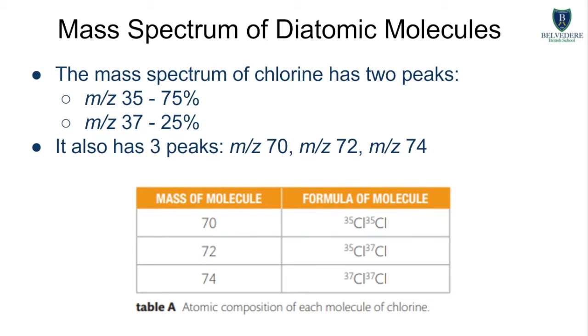So if I have two chlorine 35s joining together, I'm going to have a mass of 70. However, if I get a chlorine 35 joining with a chlorine 37, I'm going to get a different mass, this time of 72. And if I have a chlorine 37 bonding with a chlorine 37, then I'm going to get a mass of 74.